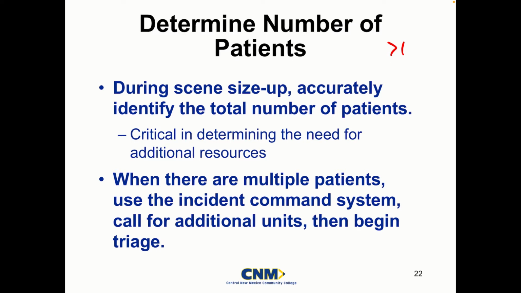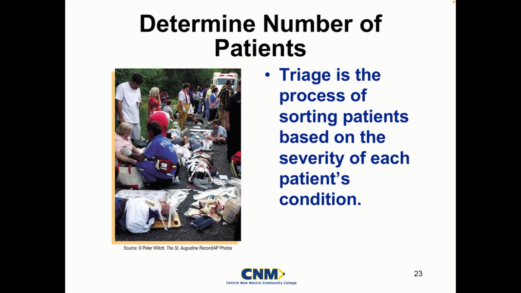Now, state to your proctors when you do scenarios what the number of patients is, and restate it to them so they have it on their points. Triaging is a process of determining if we have more patients than we have resources for. So that's the definition of a multiple casualty incident.